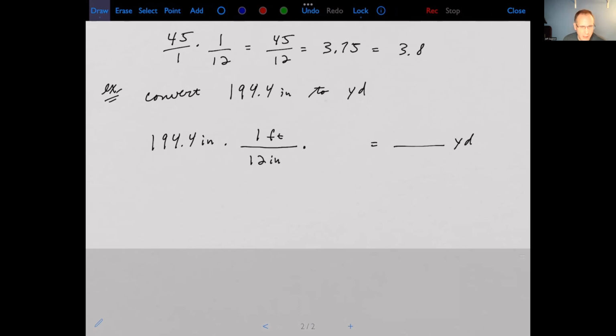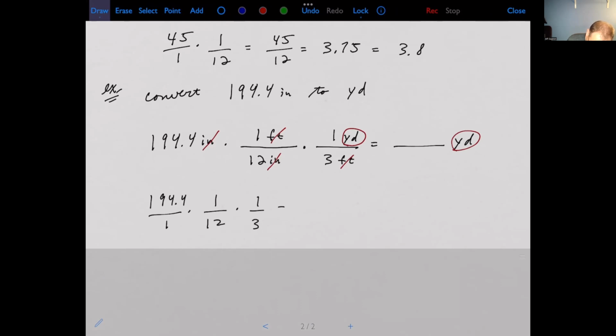Well, I know there's 3 feet in 1 yard. I want feet to cancel. So I'm going to put the 3 feet in the denominator and then 1 yard in the numerator. And you can see here, inches cancels, feet cancels, and I'm going to end up with yards, which is what I want. So now again, to complete this, I just need to do this multiplication out. So if I multiply, I'll write this as 194.4 over 1 times 1 over 12 times 1 over 3.